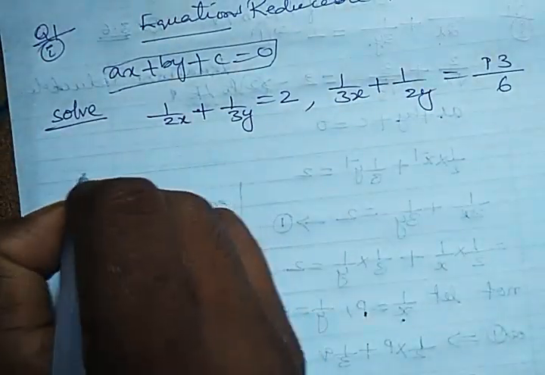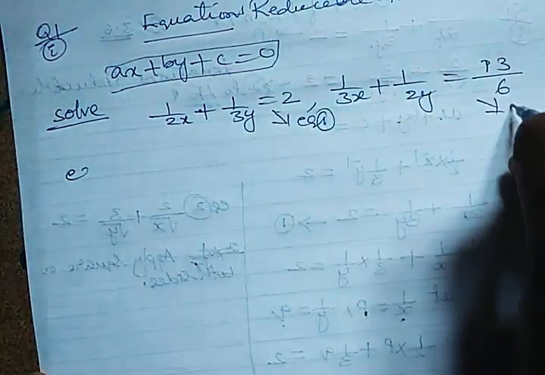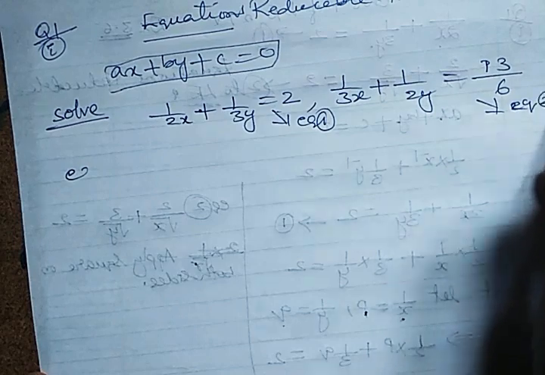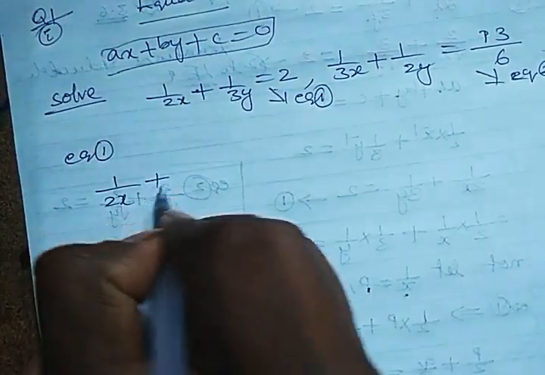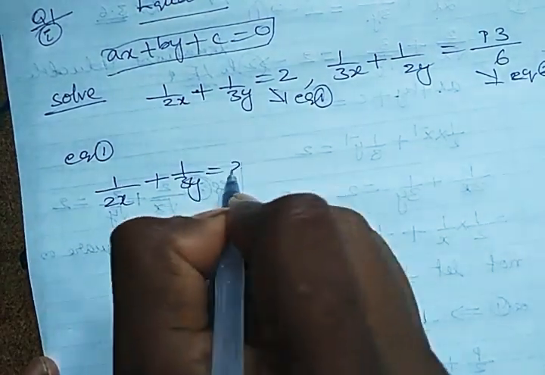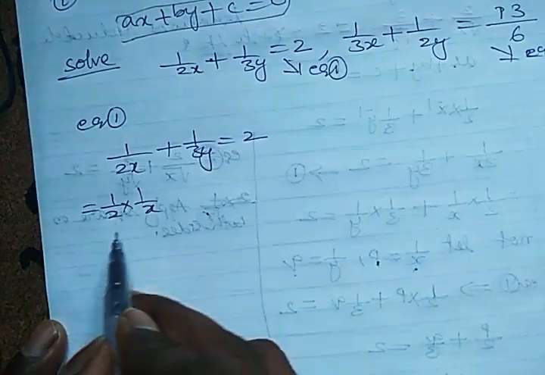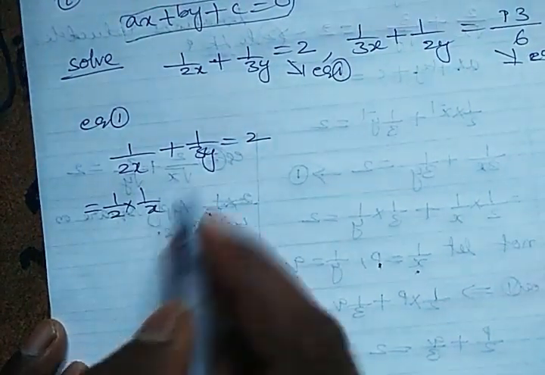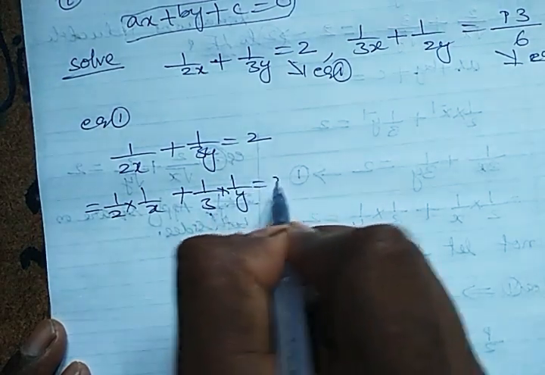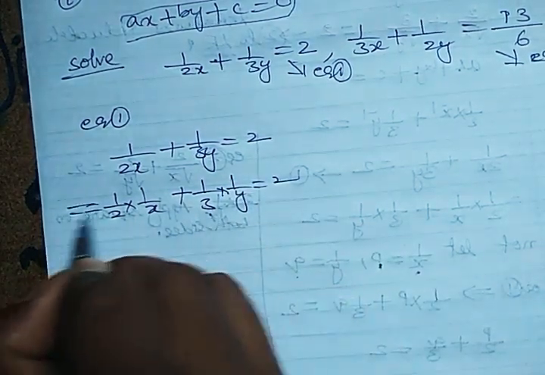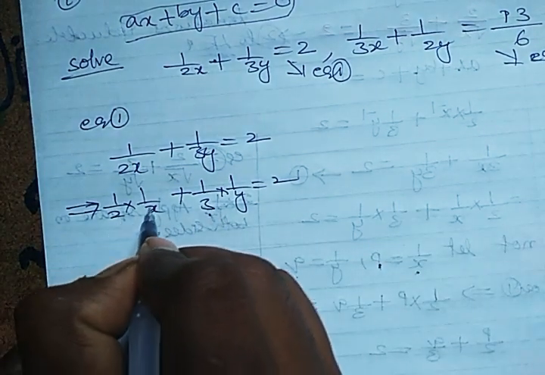So here I am taking equation 1. Let us say this is equation 1 and this is equation 2. So I am taking equation 1, 1 by 2x plus 1 by 3y is equal to 2. Can I write it like this? 1 by 2 into 1 by x. I just separated it. 1 by 2 into 1 by x plus 1 by 3 into 1 by y. Is there any change? There is no change. I just changed its representation.